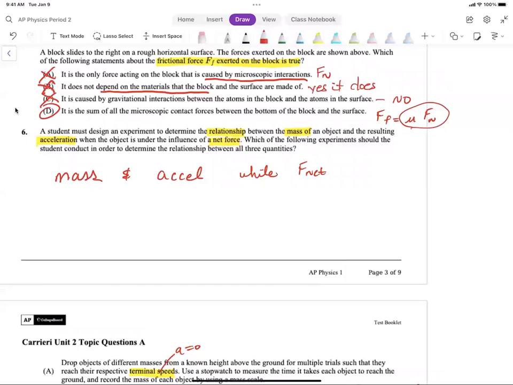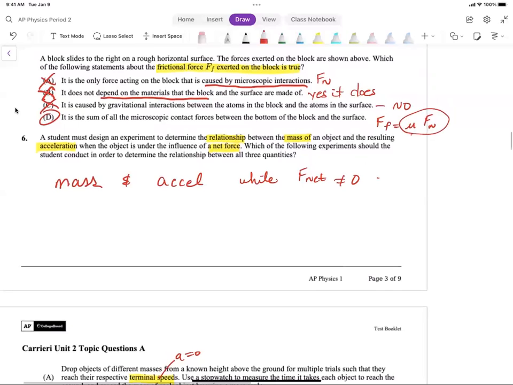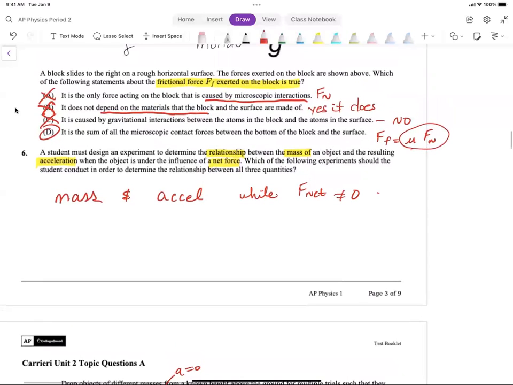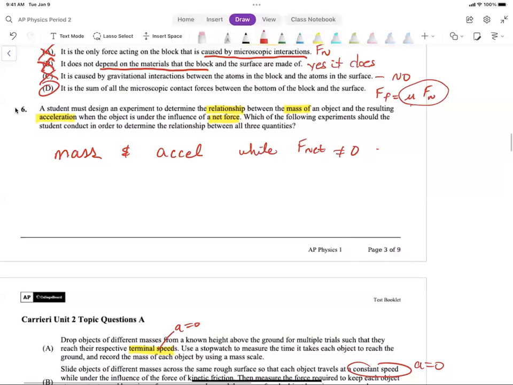I have to have a net force in order for that to be accelerating. Net force is there and it can't be 0. In order for me to do this, I need to find a situation that changes one thing and looks at the other 2, changes something, and changes the same thing over and over again, and then measures the other two items. So I'm starting to see.